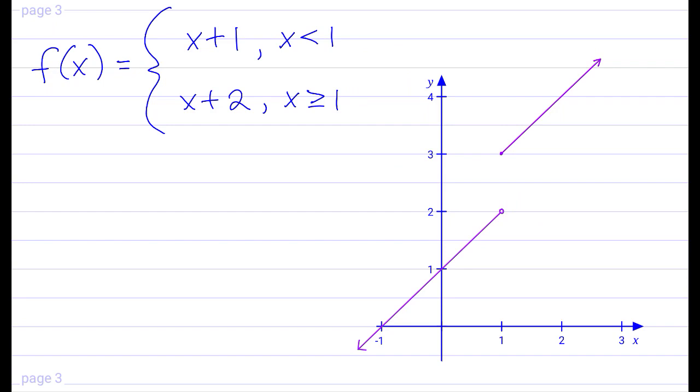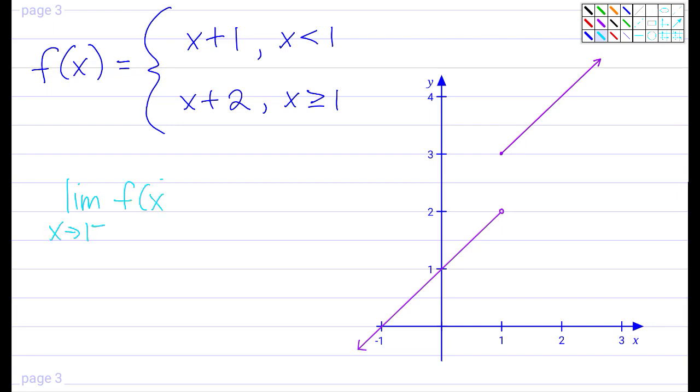And a graph like this is pretty crucial to understanding what these limits are going to be. So let's write those down again. The limit as x approaches 1 from the left of f of x equals. Imagine walking along this part of the graph toward 1, right? We're coming closer and closer to 1 from the left. What are my y values getting close to? They're getting close to 2.